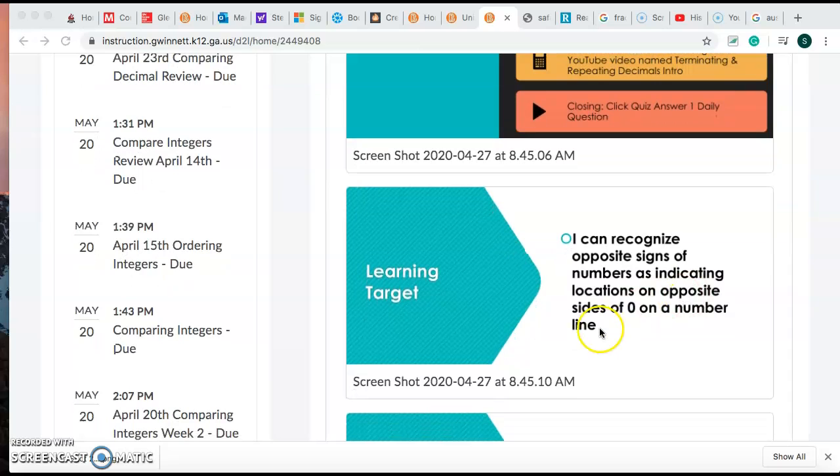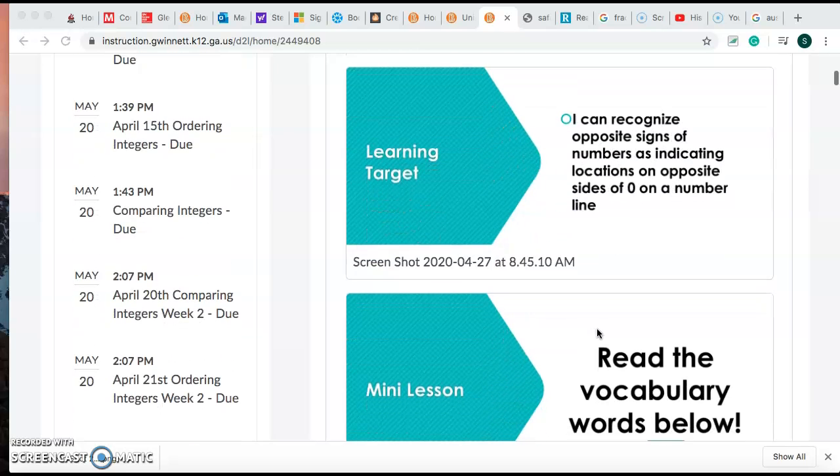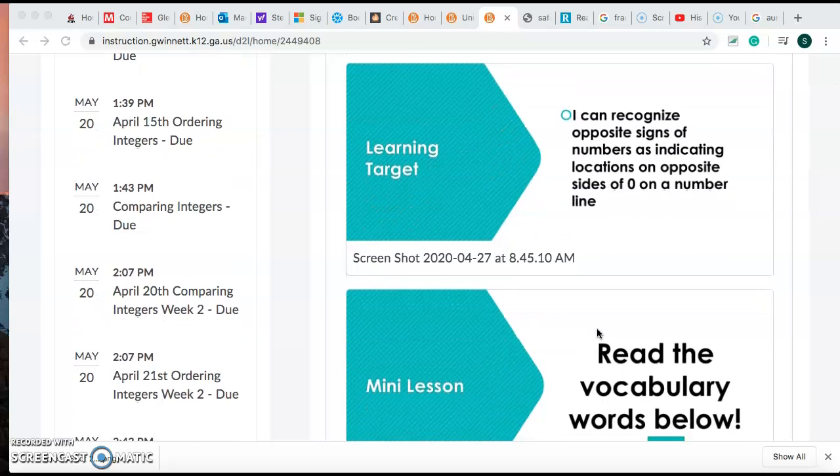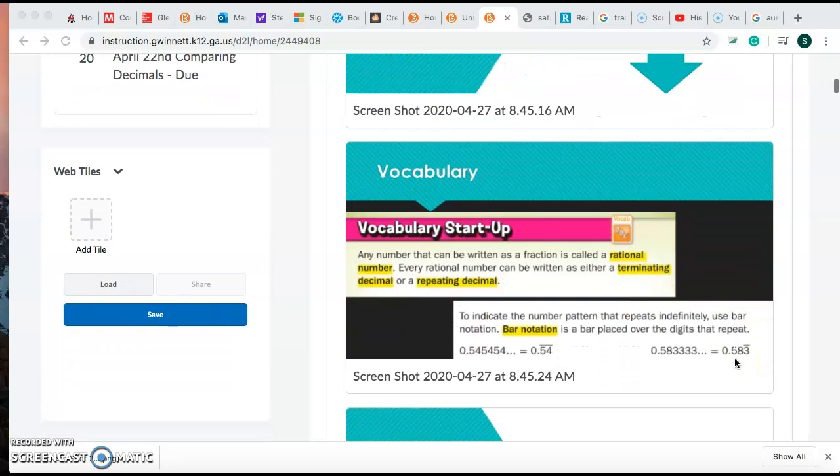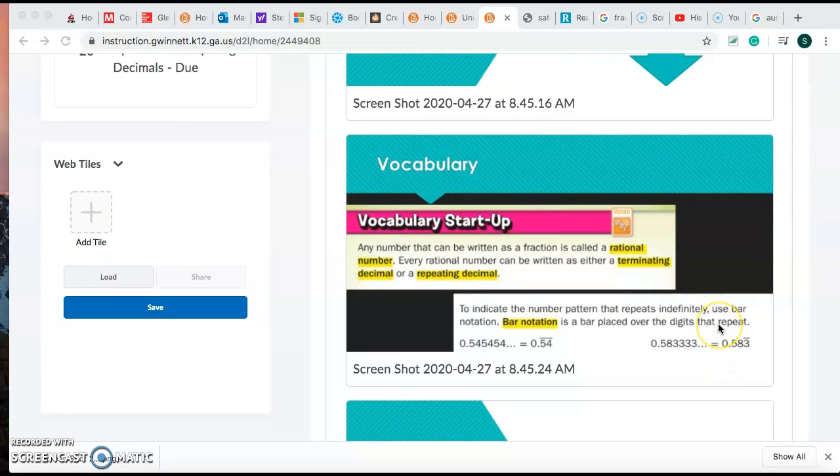So let's get started. Our learning target says, I can recognize opposite signs of numbers as indicating locations on opposite sides of 0 on a number line. This is exactly what we've been doing for the past couple weeks, except we're using fractions and decimals this week. So let's read our vocabulary words. You'll scroll down, and these are your words in yellow.